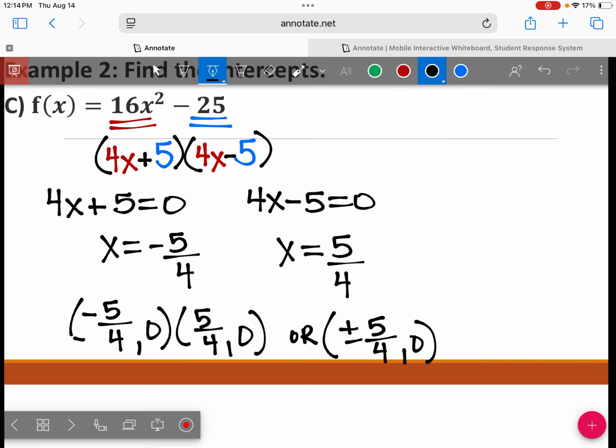So you can write that 2 different ways. I will take either way. You can separate it and say negative 5 over 4, 0, positive 5 over 4, 0. Or you can just put this plus or minus to show that there's 2 different x-intercepts. So that's my x-intercepts. Let me label this as x-intercept. All right, now let's talk about the y-intercept.